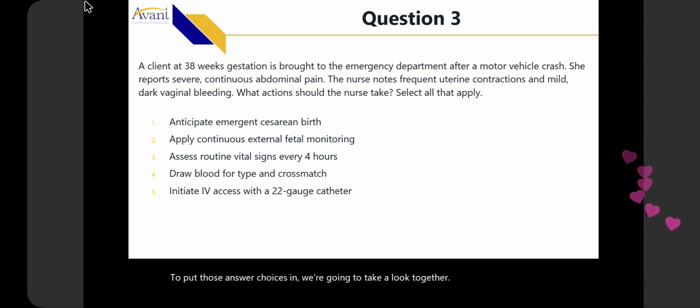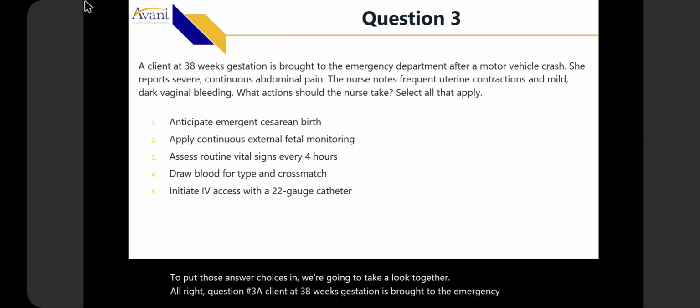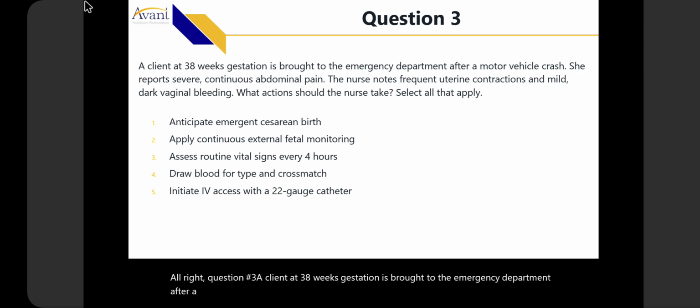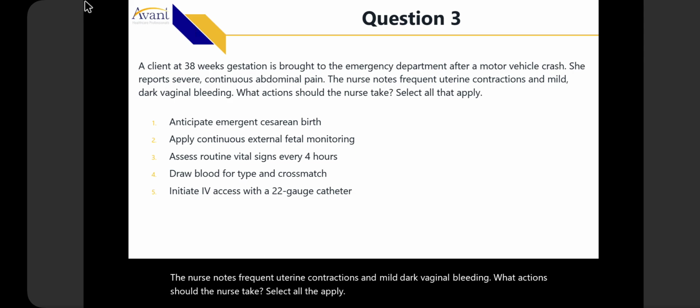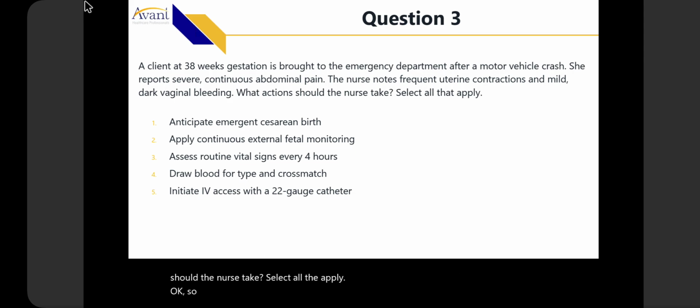All right, question number 3. A client at 38 weeks gestation is brought to the emergency department after a motor vehicle crash. She reports severe continuous abdominal pain. The nurse notes frequent uterine contractions and mild dark vaginal bleeding. What action should the nurse take? Select all that apply. Okay, so what do we know about this question?